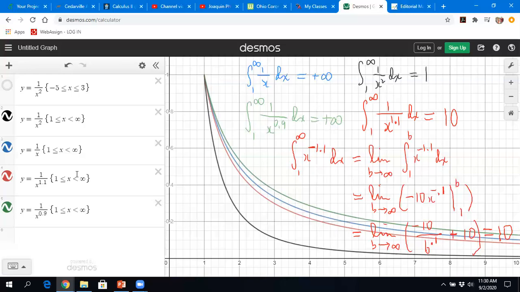So do you see that there's a threshold here? It looks like the threshold is happening at a power of 1, right? And at 1, we have infinite area. And it seems like with a power smaller than 1, we continue to get infinite area. With a power bigger than 1, we're getting finite area. Make sense? Yeah, Daniel.